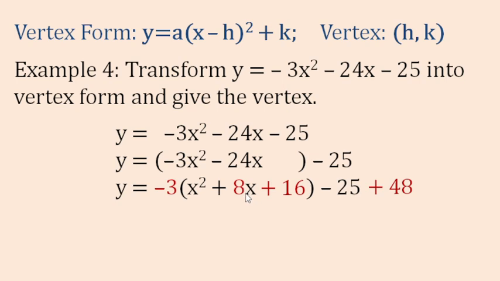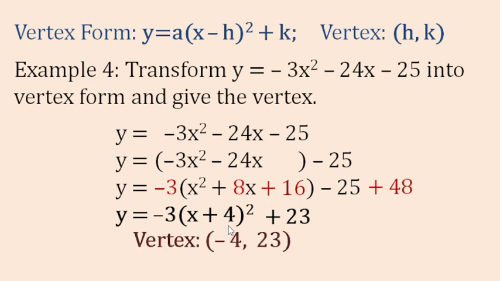Now x squared plus 8x plus 16 is a perfect square trinomial, so we can express this as the square of a binomial that looks like this. And of course we can simplify negative 25 plus 48, that's plus 23. Now our vertex is the opposite of the number after x, and the number outside. So it's negative 4 and 23.